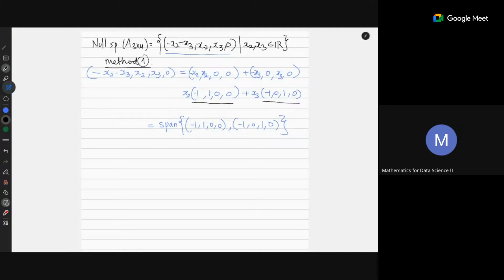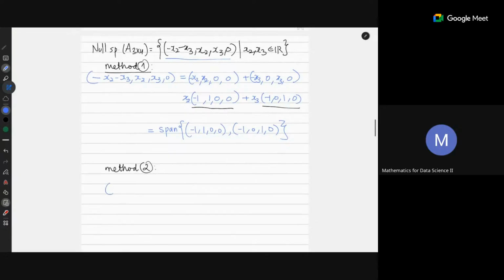Now let's take another example. Because there are two independent variables, we know that the dimension of the null space is 2. So how many basis vectors should we get? 2. That is clear because there are two independent variables. Now how to get that? So let me first write down this general vector 2 times: x2 minus x3, x2, x3, 0. First time, second time, again.